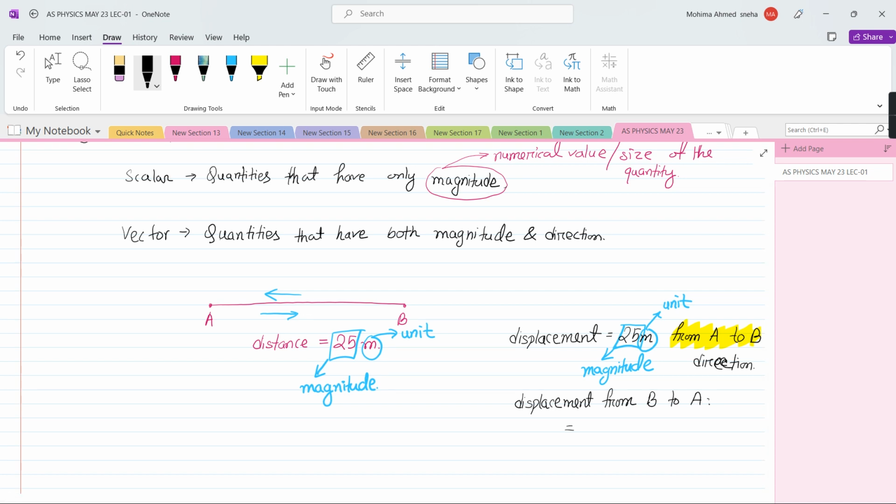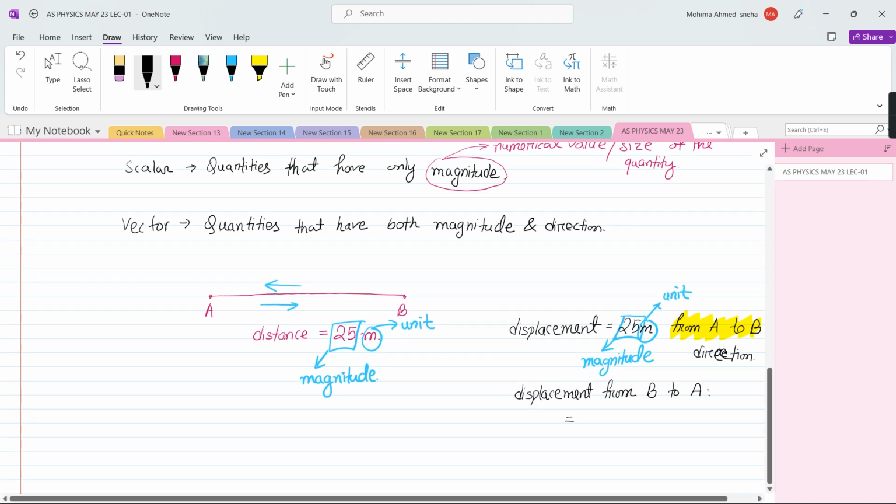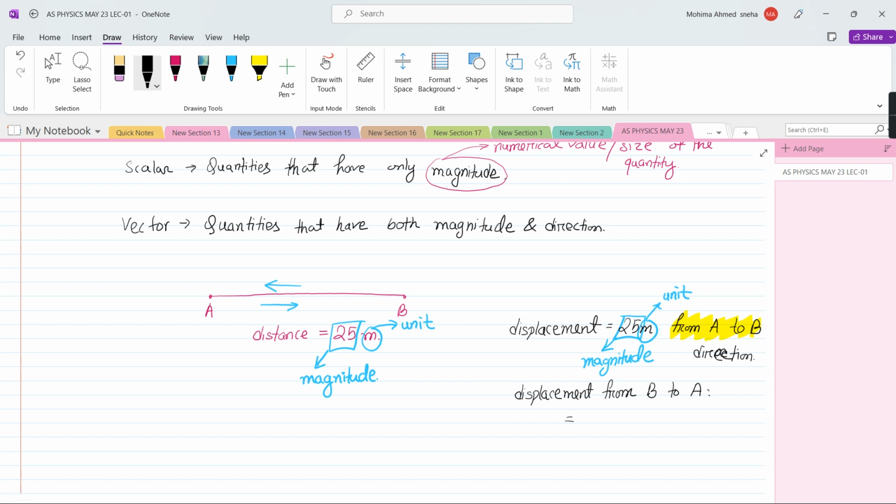As the directions have reversed, our value for displacement will also turn into a reverse sign. For A to B, the value for displacement was positive 25, so for the displacement from B to A, the displacement would be minus 25 meter. So for vector quantities, whenever the direction is reversed, there is a minus sign. This minus sign doesn't mean that it is a negative value. No, this minus sign refers to the direction.